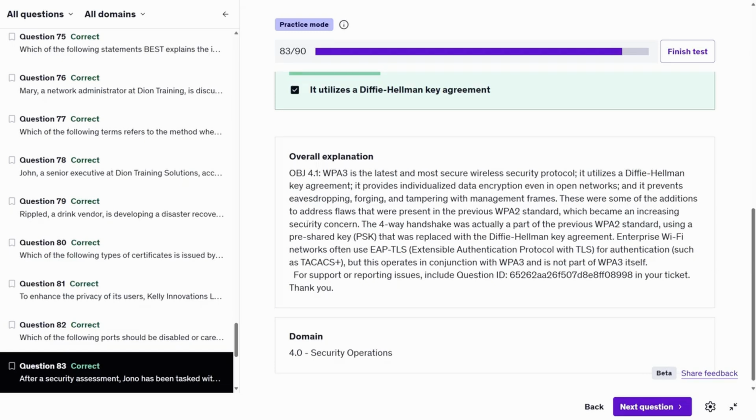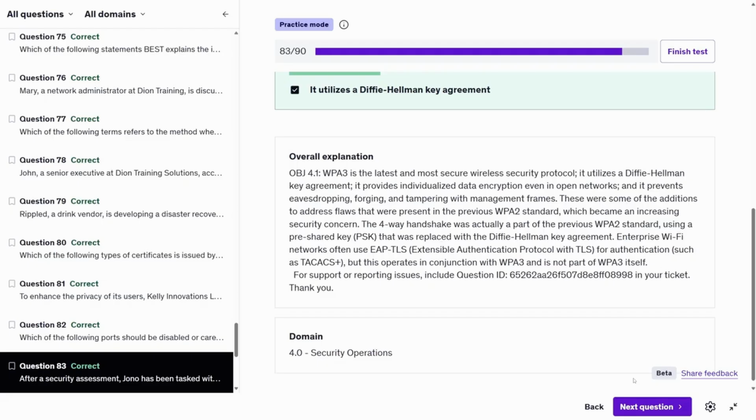These were some of the additions to address flaws that were present in the previous WPA2 standard, which became an increasing security concern. The four-way handshake was actually part of the previous WPA2 standard using a pre-shared key that was replaced with the Diffie-Hellman key agreement. Enterprise Wi-Fi networks often use EAP-TLS for authentication, but this operates in conjunction with WPA3 and is not a part of WPA3 itself.